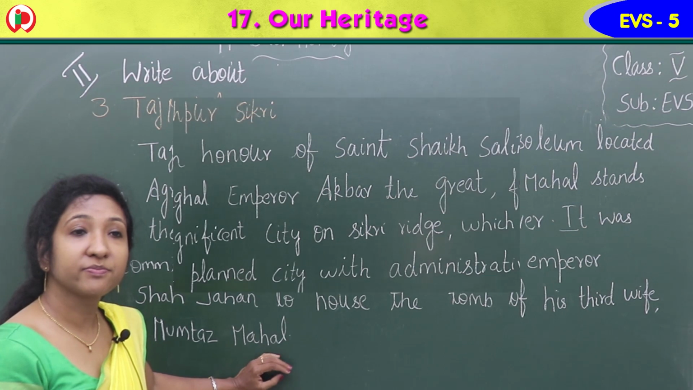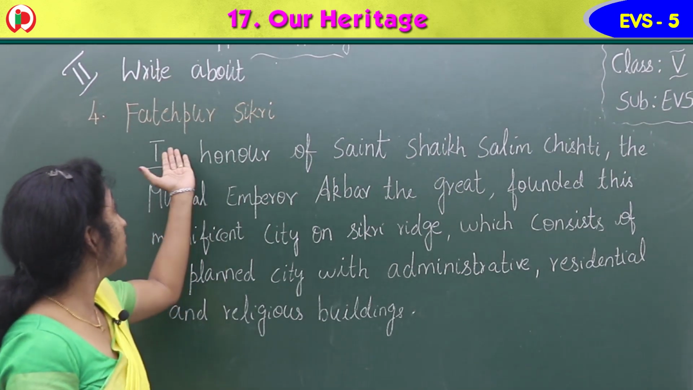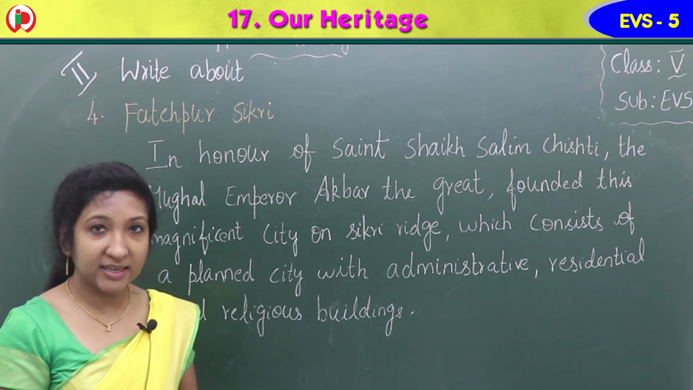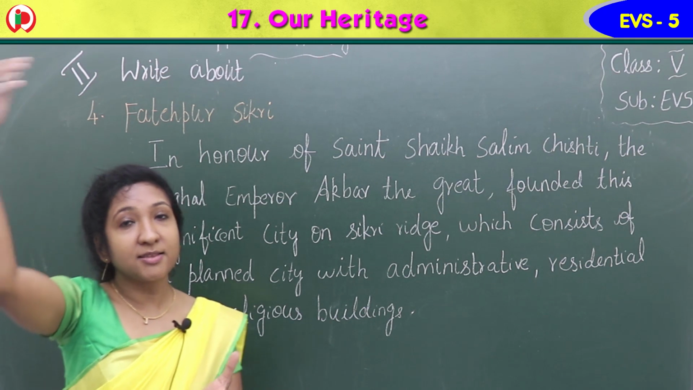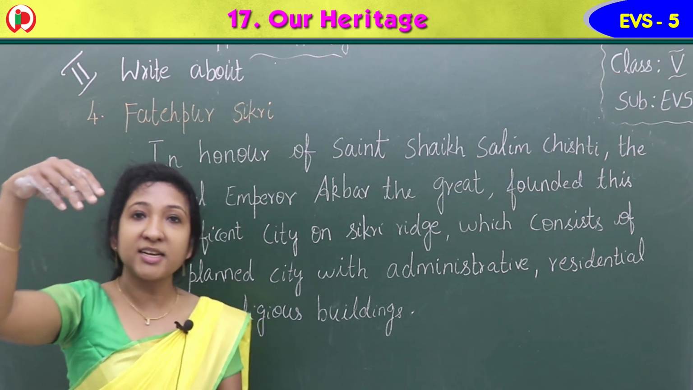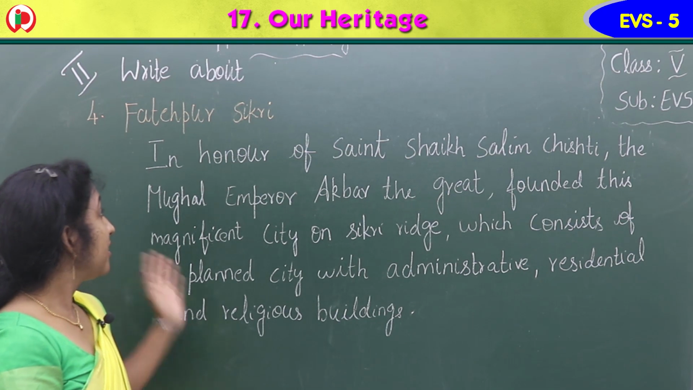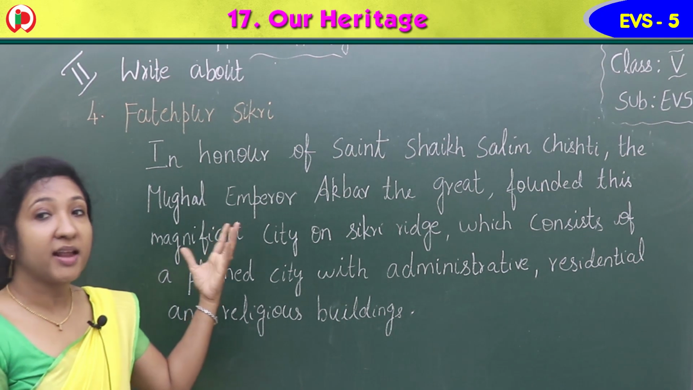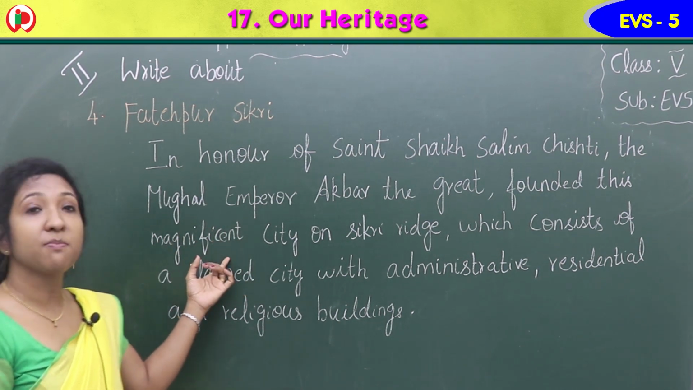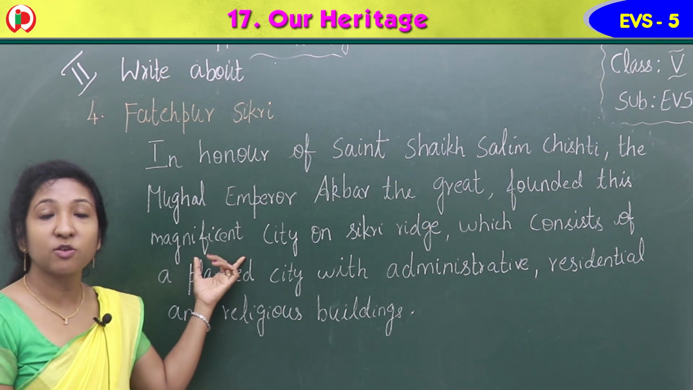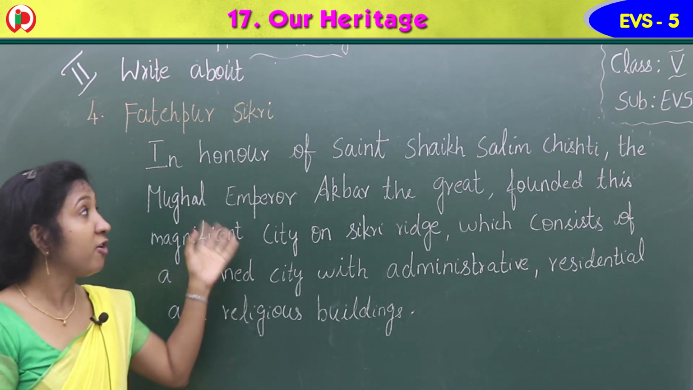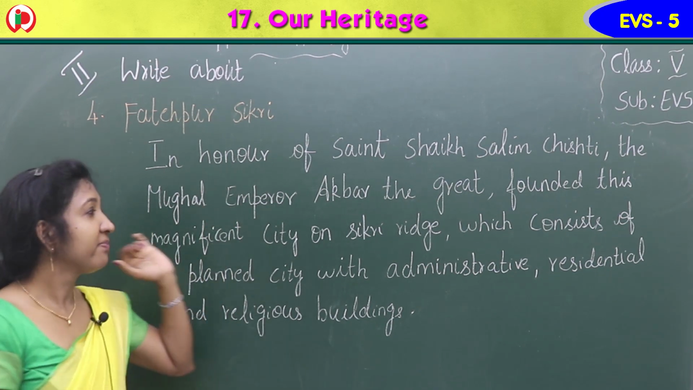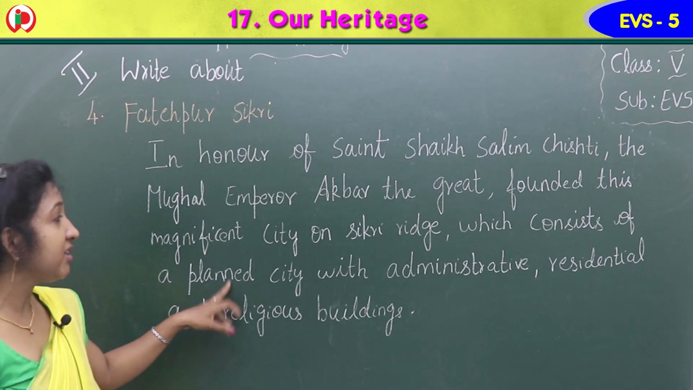Okay, children. Next question is the fourth one, about Fatehpur Sikri. You have to write about Fatehpur Sikri. Yes, the city that sits on a rock ridge, full of rocks. In honor of Saint Sheikh Salim Chishti, the Mughal Emperor Akbar the Great founded this magnificent, big city. Who founded this? Akbar, the king, in honor of Saint Sheikh Salim Chishti.